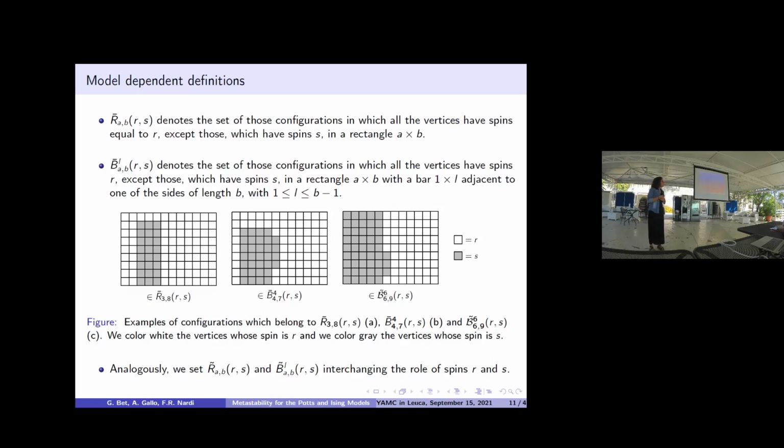The last definitions that I introduced are model-dependent definitions. So they are definitions that depend on the Potts model. We call R bar A B R S the set of the configurations in which all the spins have spin bar equal to R except those that are S in a rectangle A per B. While we define B bar L A B R S the set of the configurations in which all the vertices have spin bar equal to R except those that are S in a rectangle with side lengths A and B, with a bar of length L on one of the sides of length B. Then, using the same geometrical definitions, we define these sets, R tilde A B R S, B tilde L A B R S, and the only difference between the definition of these sets and the definition of these sets is that the roles of spins R and S are interchanged.